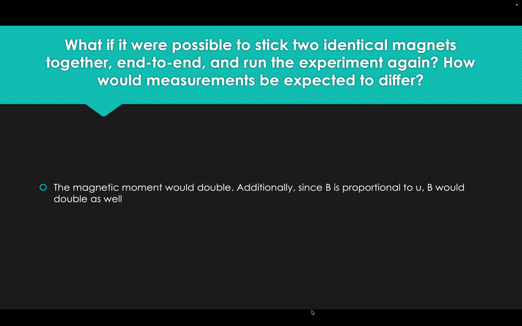What if it were possible to stick two identical magnets together end to end, which we know we can't do, but for the sake of argument, and then run the experiment again? How would measurements be expected to differ? Well, the magnetic moment would double here, and since B is proportional to mu, B would double as well.